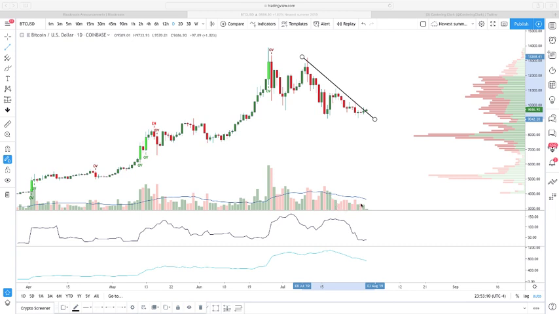Volume by histogram, so volume by time, and then volume by price. And this is particularly important because it shows you where the most trading took place, which could give you an idea as to where supports and resistances are.